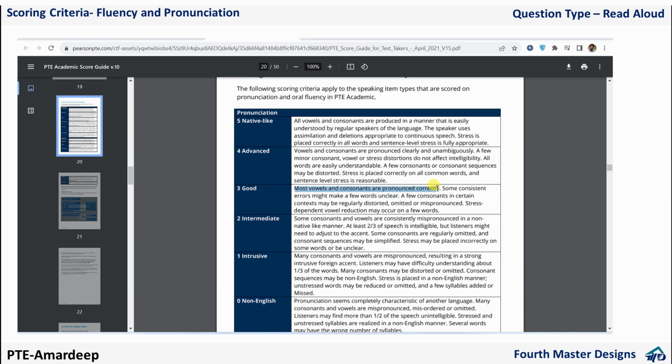When you are not reading words at all, out of 60 you are reading one line. Let's say you are reading 20. Out of 60 you just read 20 words only. How are you going to get, forget about three, how are you going to get even two? And see here, listeners may have difficulty understanding one-third of the words. You just read one-third of the words only.